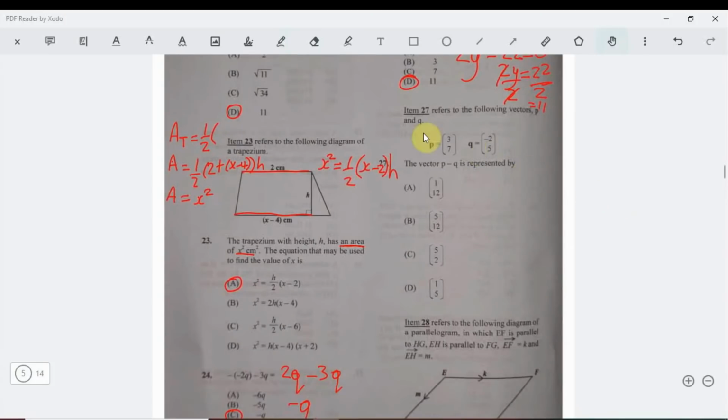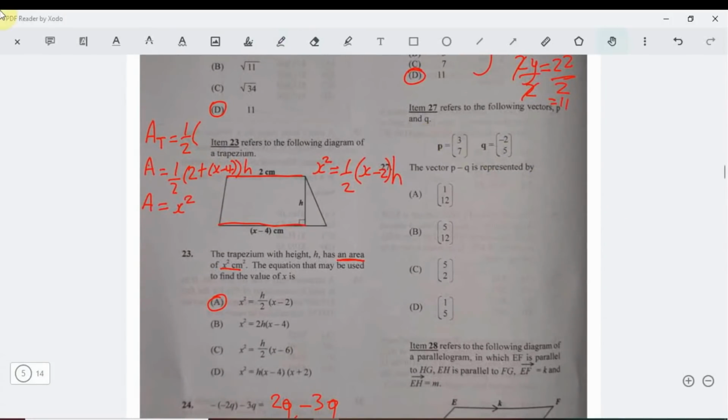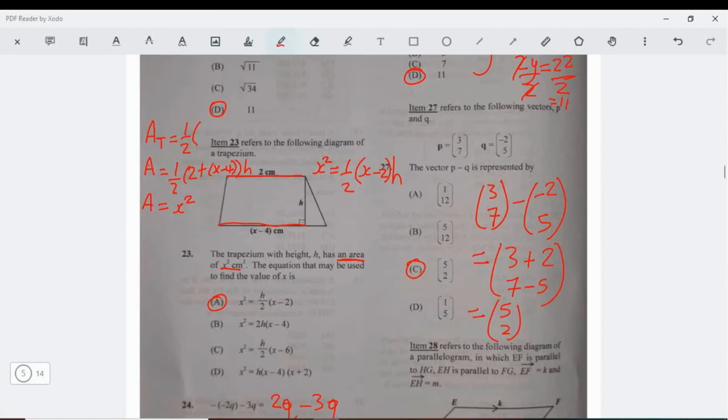Alright. Question 27. It says the vector p minus q is represented by p, which is 3, 7, minus q, which is negative 2, 5. That will be 3 minus minus 2. Minus and minus become plus, so that's 3 plus 2, which is 5. And then we have 7 minus 5, which is 2. So that's 5, 2. That's option C. Nice.